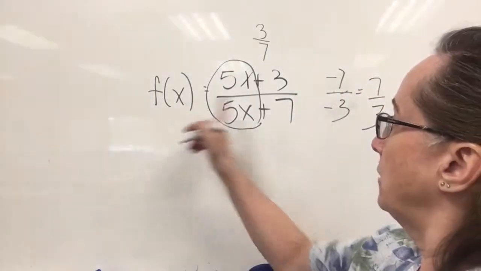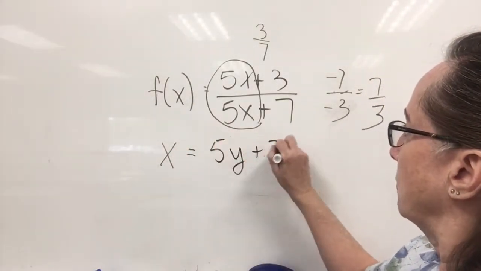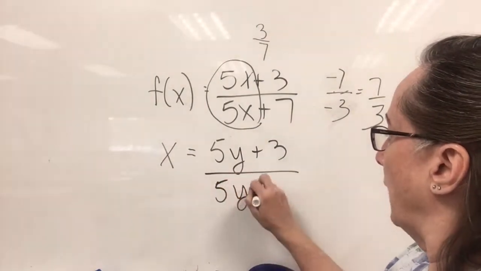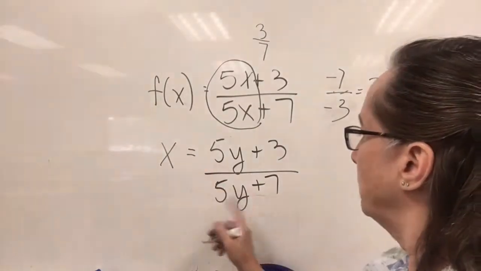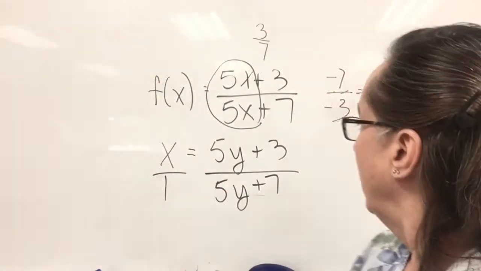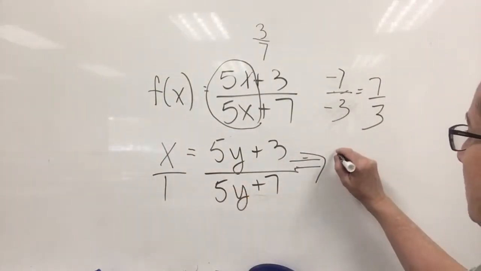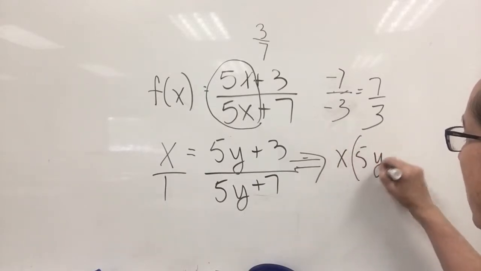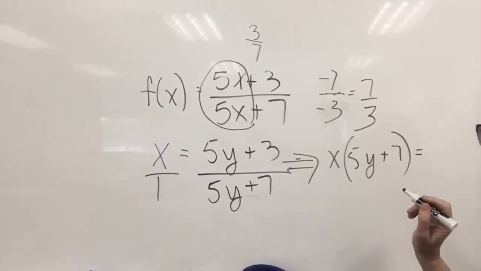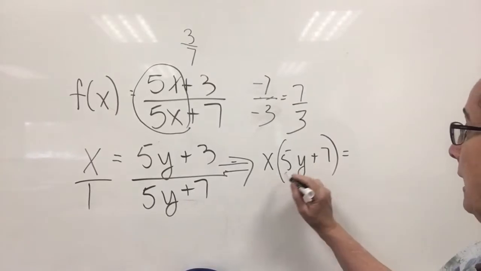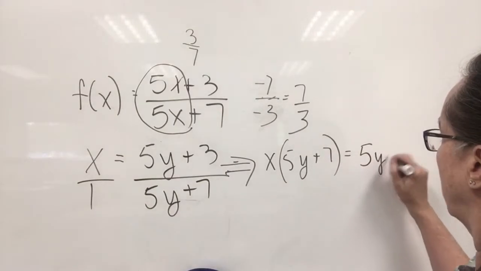Now we're going to switch the x and y. So we're going to say x is 5y plus 3 over 5y plus 7. And now I'm going to cross multiply. I'm going to just make that a 1 here, and then this is equal to, when I cross multiply, x times 5y plus 7. I'm going to extend this a little bit to the right so I have more board. That's going to equal the other direction, which is just 5y plus 3.